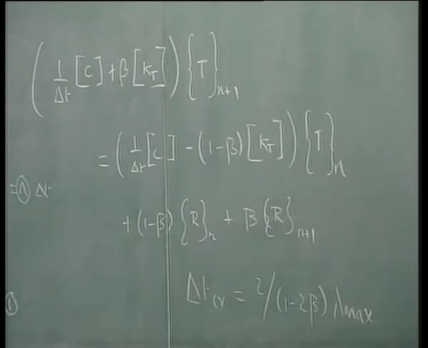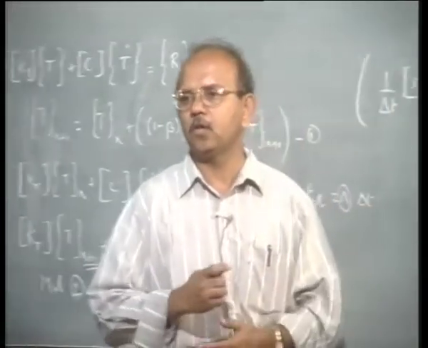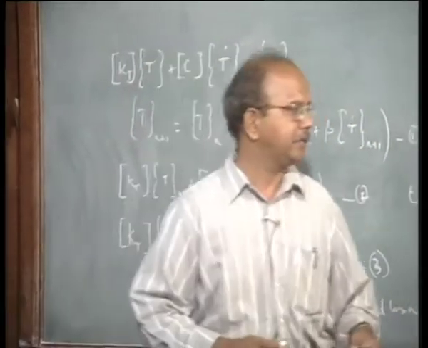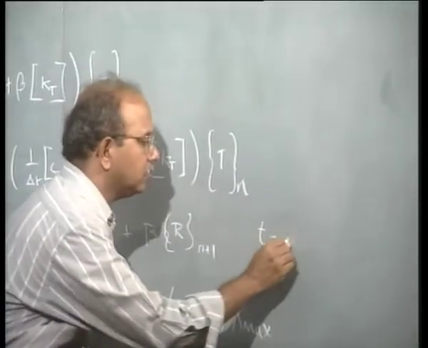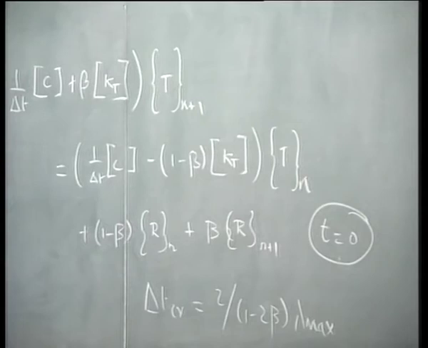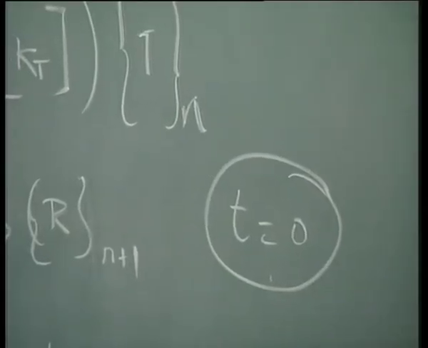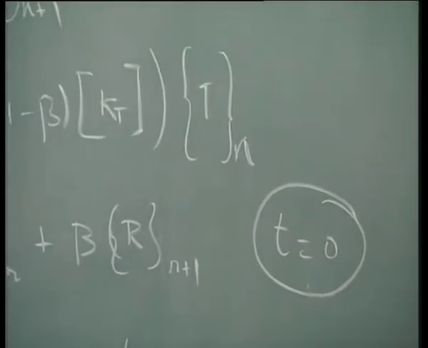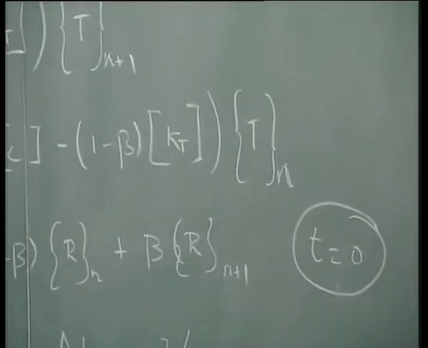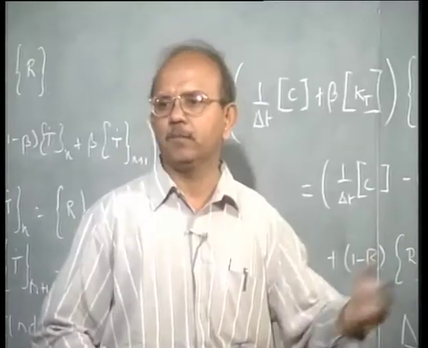Is it clear? Okay. Now, how do I start this problem? I have the initial condition. So, I start with the initial condition at time t equal to 0, decide a delta t, and then keep marching, calculating C, k t and so on, and then solving this equation to get T n plus 1.